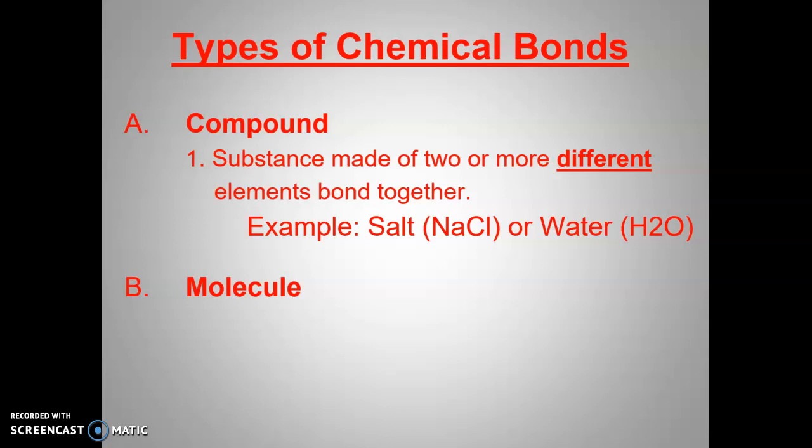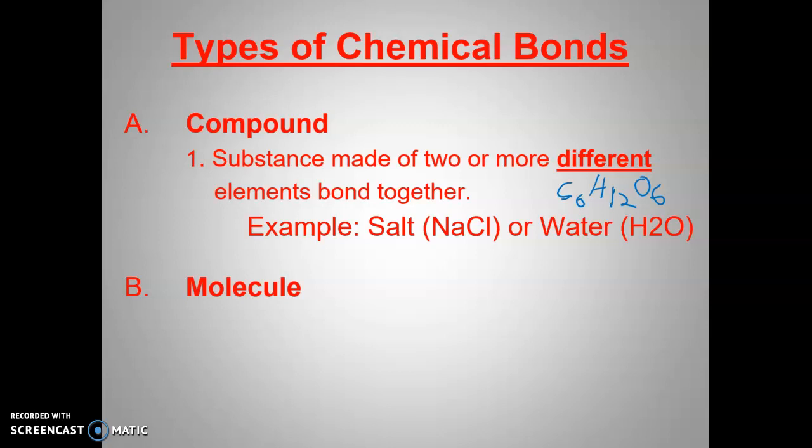I could also throw a different one at you. All right, give you C6H12O6. All right, and that would be glucose that is made during photosynthesis. So obviously we have three different elements bound together.